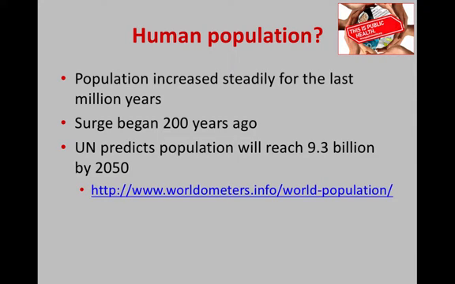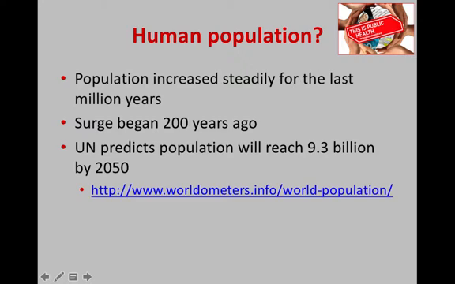What do we know about human population growth so far? We just know that it has increased steadily. We saw that steady beginning of the S-curve or J-curve for the last million years, and then about 200 years ago we saw that rapid population surge that we've talked about a couple of times here in class. When we look at how that projects out, the UN predicts that population is going to be 9.3 billion by 2050. So if we're looking at about 7.5 billion now, that's a little under 2 billion new people before 2050.